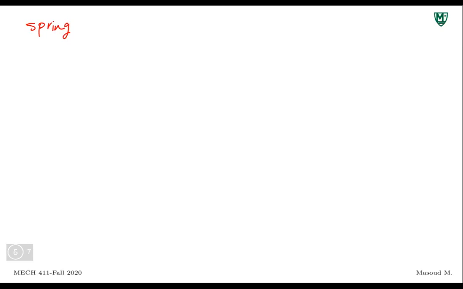Now, what is a spring? I do have one here. This is a spring. I don't know how to define this, but we can simply put a few comments. It's a mechanical link. We use that to connect things together.